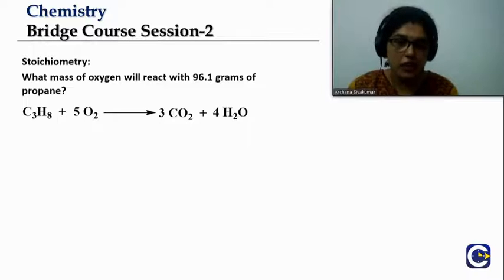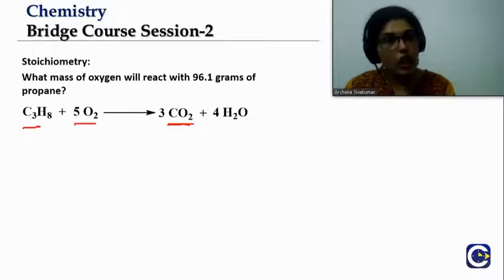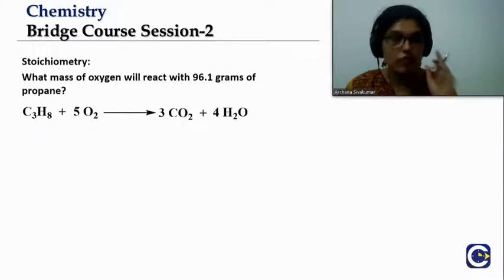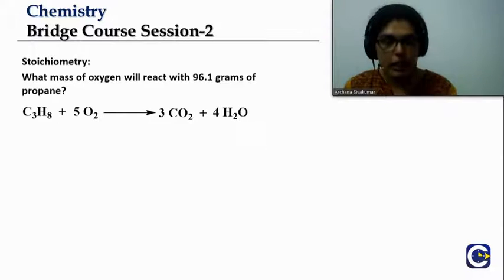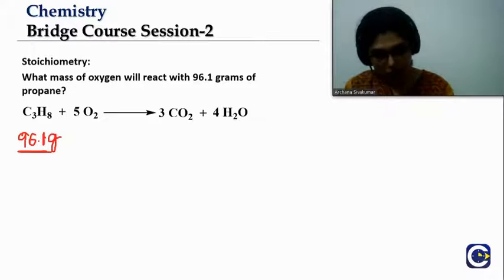First thing when a reaction is given, we have to check whether it is balanced. It is balanced, isn't it? The number of carbons are matching on the right and left. Oxygens are matching and even hydrogens are matching. So that is the first thing you have to check. And if you are writing a reaction, you have to write it out and balance. After balancing it, we will look at the given. Given is 96.1 grams of propane.